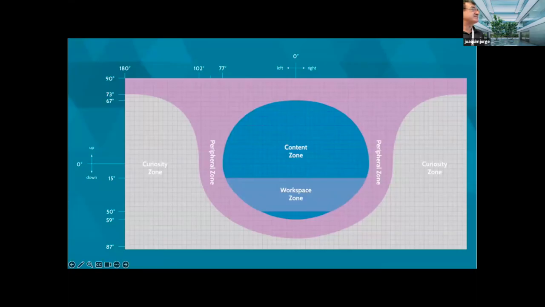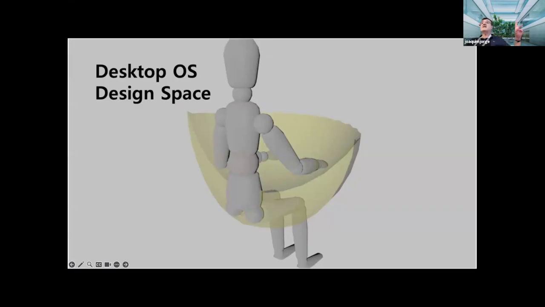So you have the workspace zone, you have the peripheral zone and the content zone. And now the question is, are you designing for standing VR, standing XR, or for sitting XR? And there's a design space that's different for either of these situations.